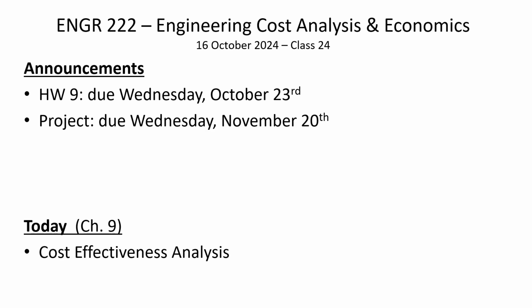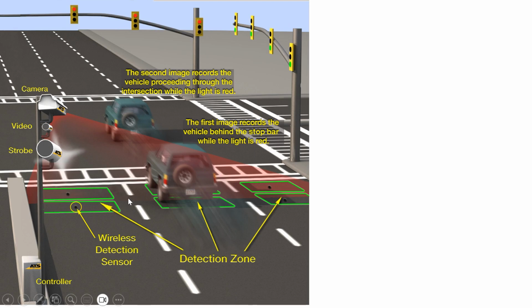So cost effectiveness analysis is another way to evaluate organizations that generate services that are for the public benefit. So this also comes from chapter 9 in the book, if you're following along there. So sometimes it becomes difficult enough to quantify the economic benefits of a project that benefit cost analysis isn't feasible.